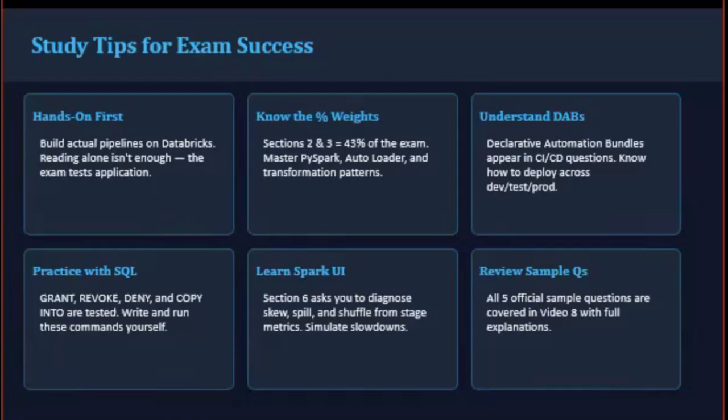Number 5, learn the Spark UI. Section 6 asks you to diagnose problems from metrics. Open the Spark UI during your practice and learn what spill to disk and shuffle read size tell you. Final tip number 6, review the sample questions. The 5 official sample questions in the exam guide are a direct window into how questions are constructed. We will cover all 5 of them in video 8.